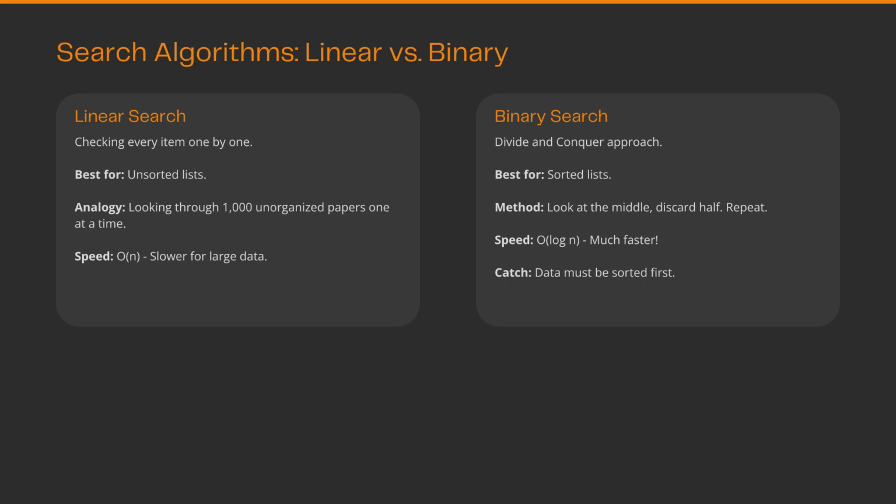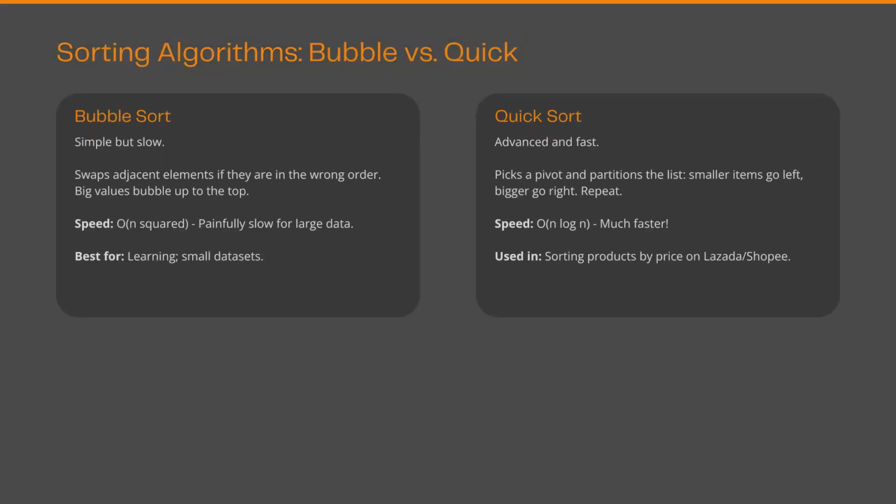But there's a catch. The data must be sorted first. This is why we spend so much time talking about sorting. If our data is a mess, we are stuck with the slow linear search. So how do we get that data into a neat order? Sorting is one of the most studied areas in computer science. Bubble sort is the one most students learn first.